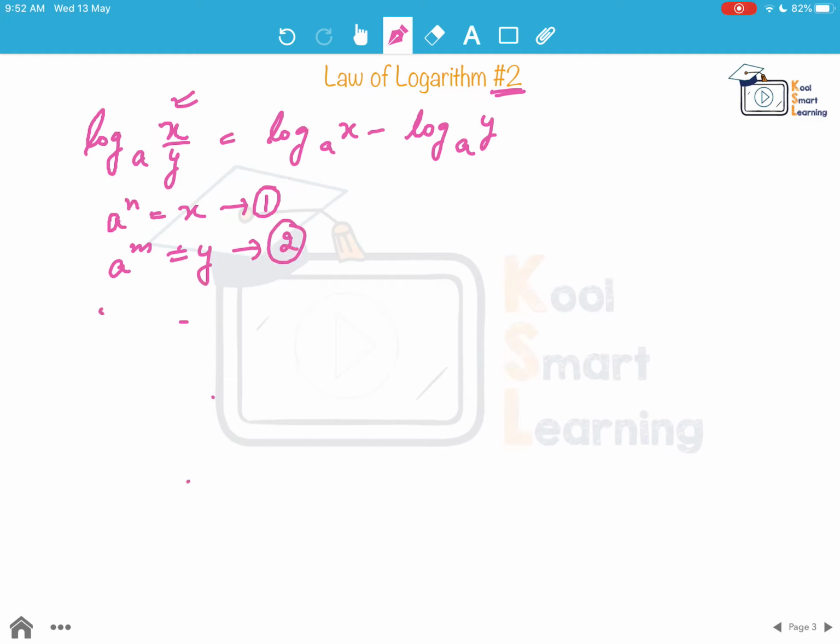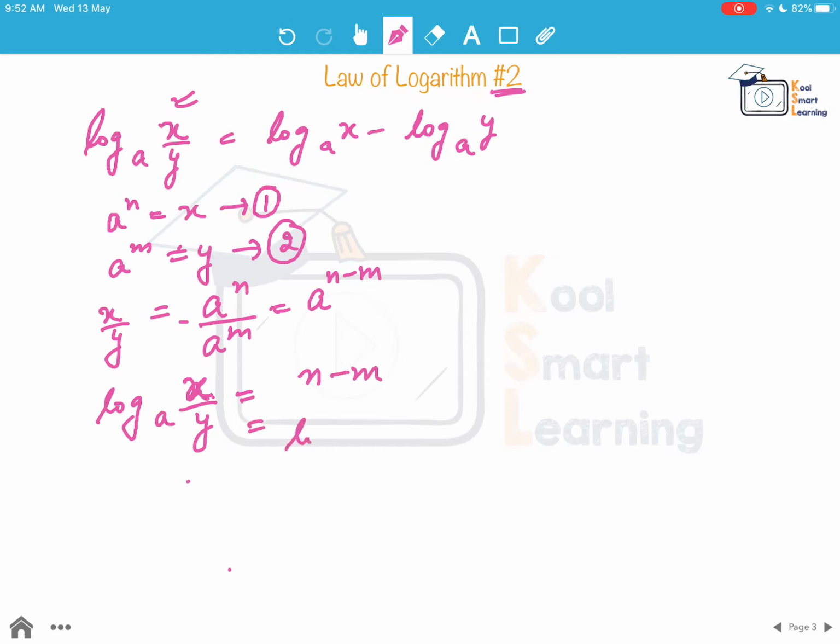Now we say that x by y is nothing but a raised to power n by a raised to power m, which is nothing but a raised to power n minus m. Here we are again using the property of exponents. So if we take log of x by y to the base a, this becomes nothing but n minus m, which is nothing but log of x to the base a minus log of y to the base a.